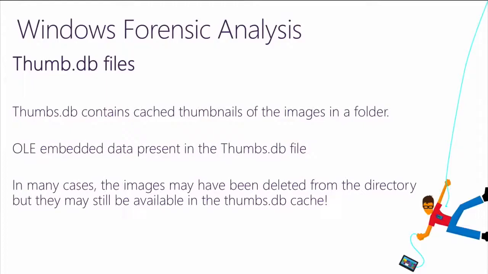What are the thumbs.db files? These are the thumbnails of your pictures. Yes, of the images in any folder. Usually, you have OLE embedded data present in the thumbs file, and in many cases, the images have probably been deleted from the directory, but they are still sitting in the cache. If you're doing something illegal and the police come and investigate your computer, that's where they find it.